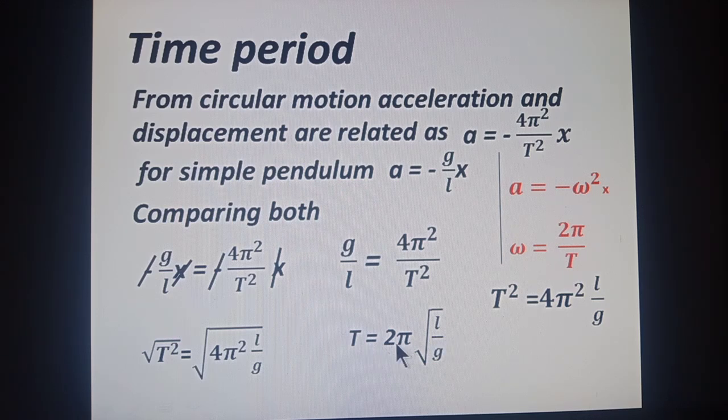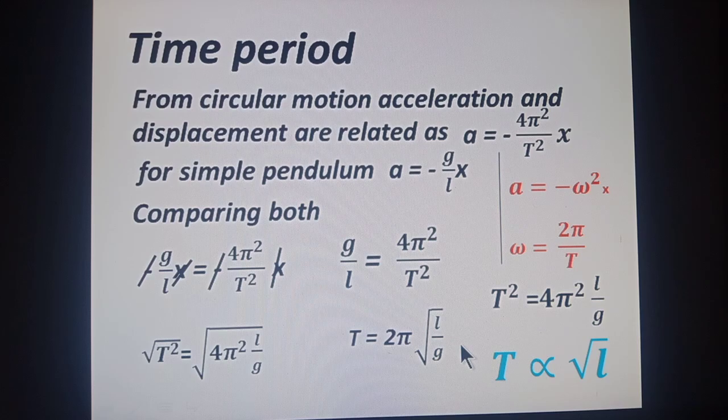Since 2 pi and g are both constants, we conclude that time period is directly proportional to under root length. The time period of a simple pendulum depends on length only. It does not depend upon the mass of the bob. Changing the length will change the time period. These two values are constant. So it is the relation for time period of a simple pendulum.